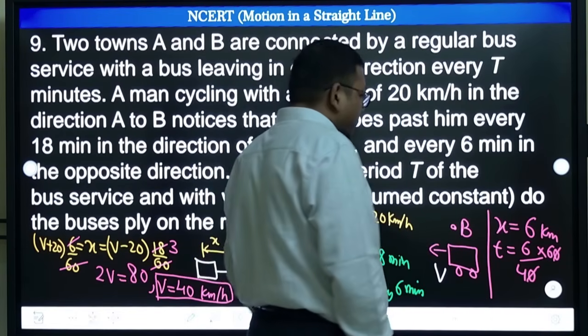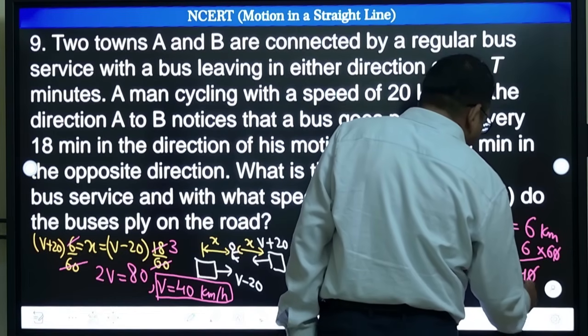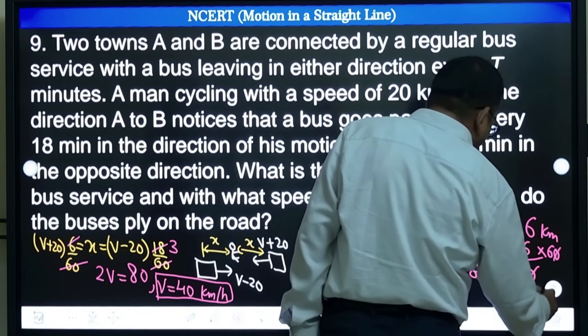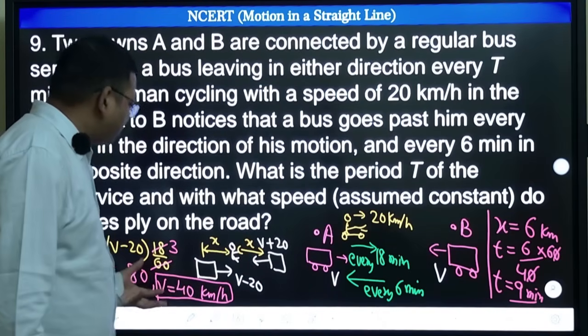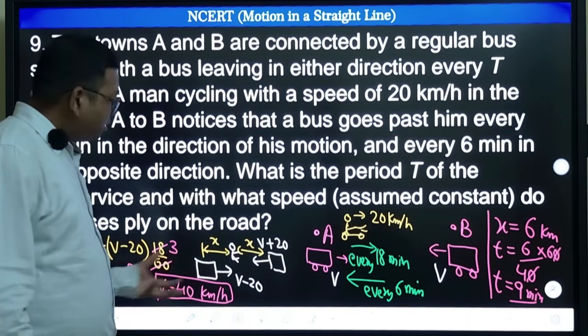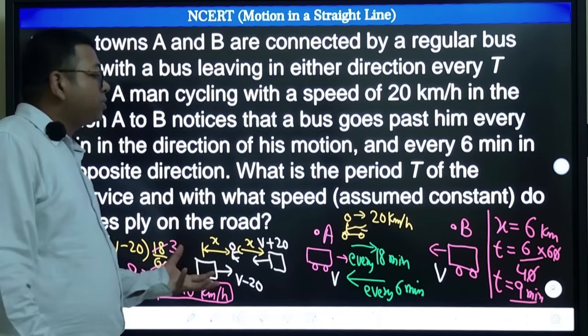How much it will be? It will become 36 by 4. That means 9 minutes. Yes. So every 9 minutes, buses will be going from either this side to that side or that side to this side. So this is the approach.